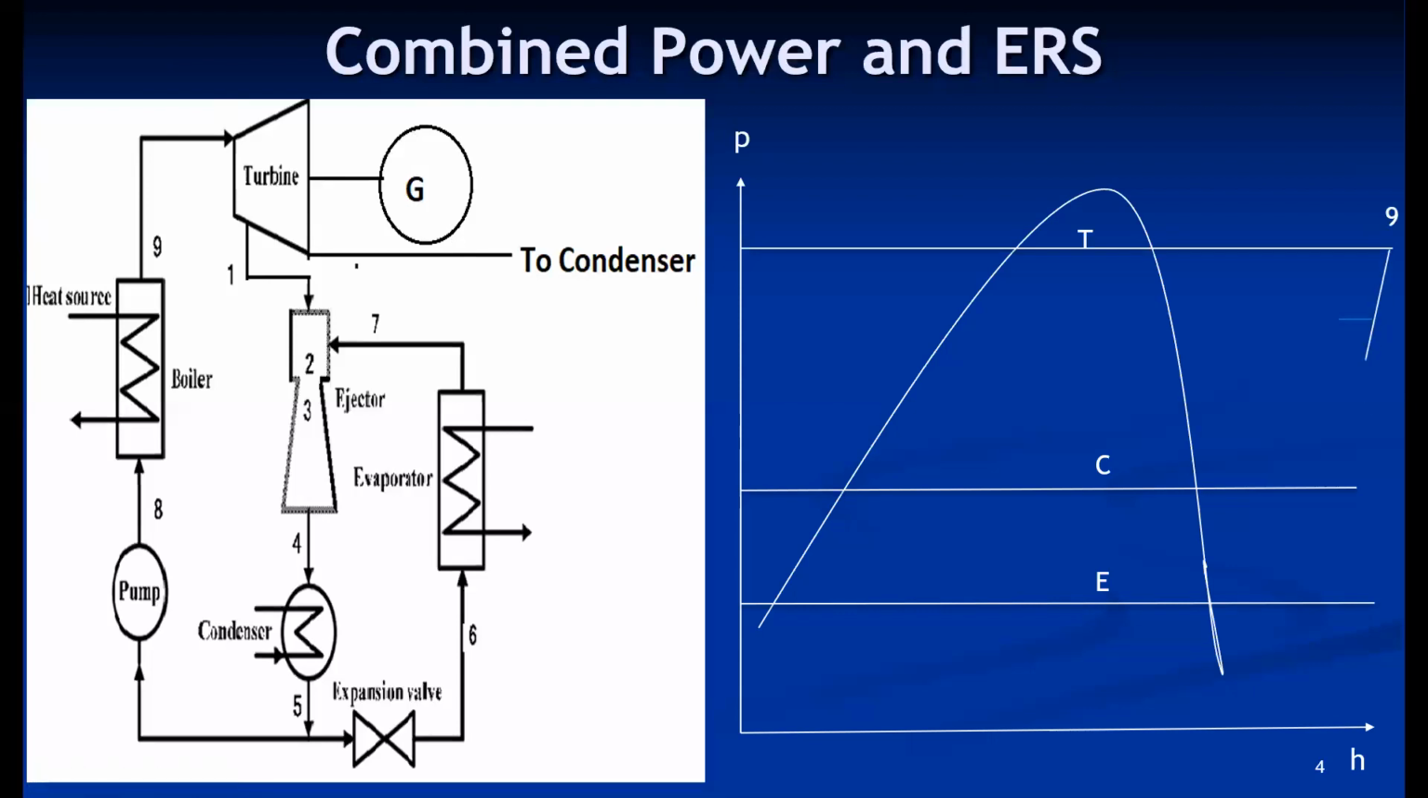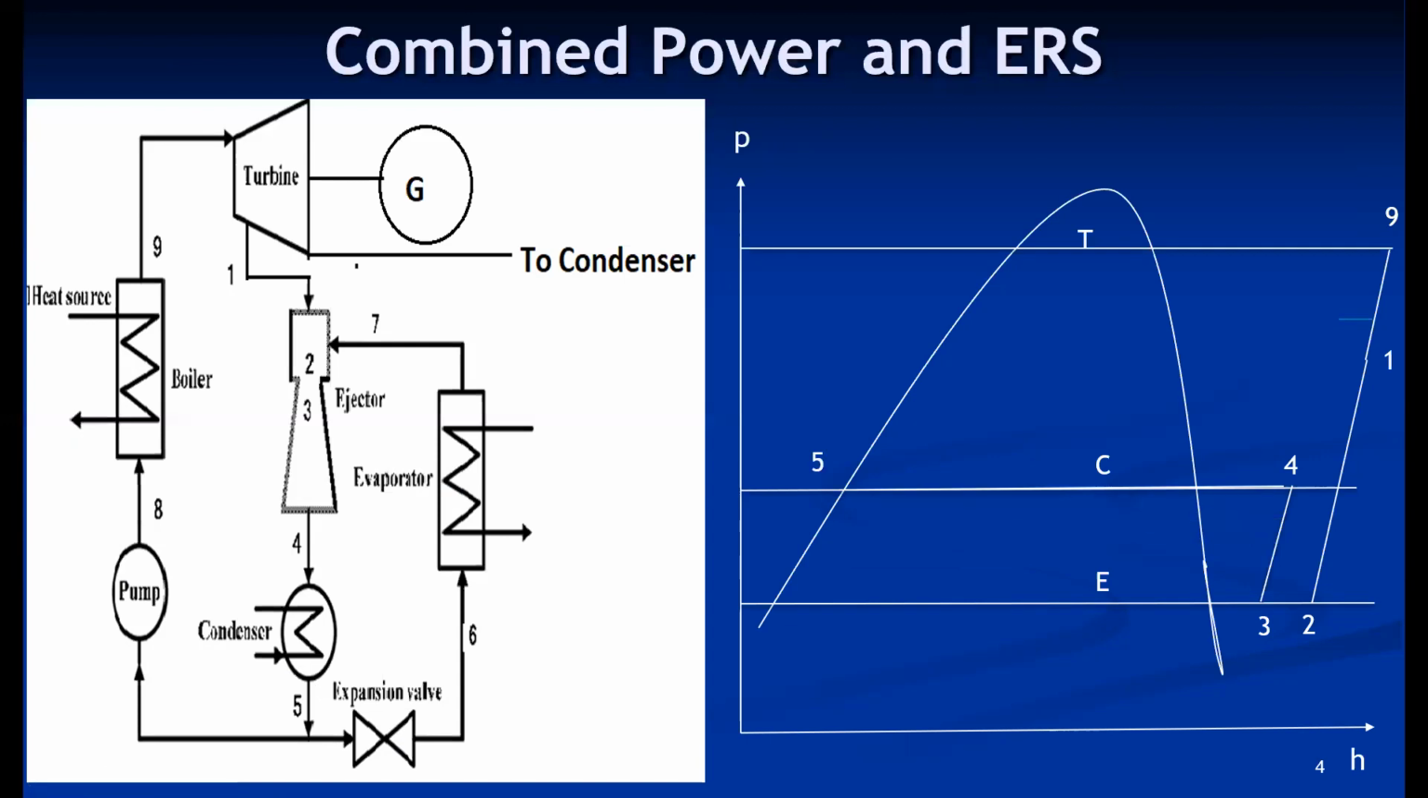From 9 to 1 is when the expansion starts. At the intermediate level, the steam is extracted at 1, and it further expands in the ejector up to 2. Then 2 and 7 mix. The mixing point is 3. From 3, it enters the diffuser section, where the pressure rise happens. Then it enters the condenser and condenses. So 4 to 5 is the condensation process.